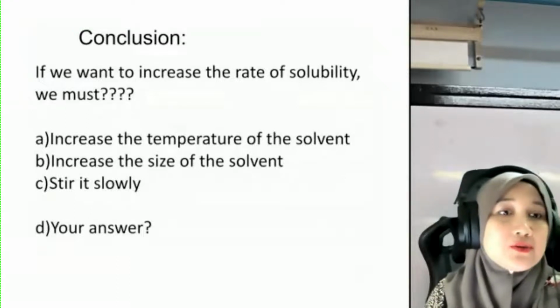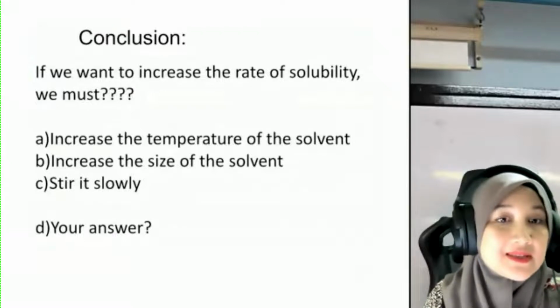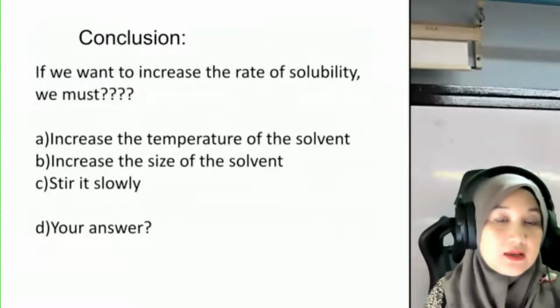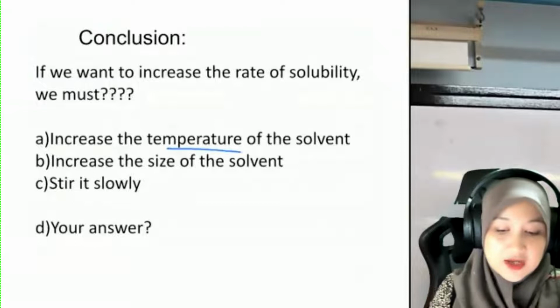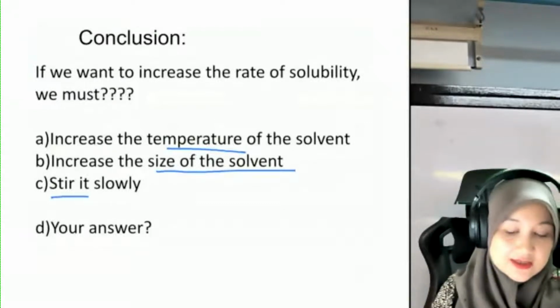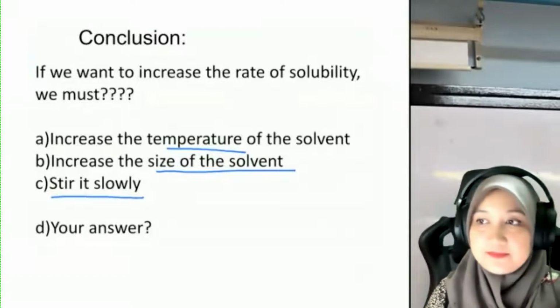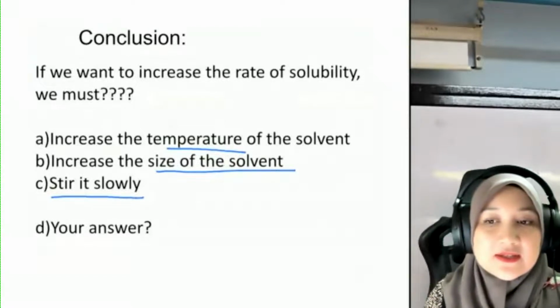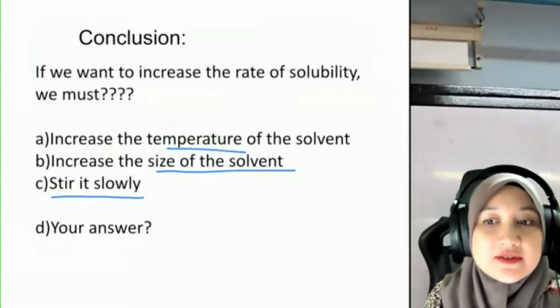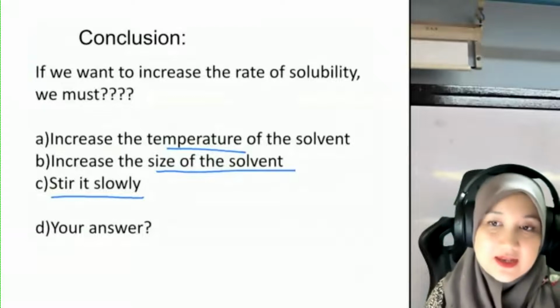What is the conclusion? If we want to increase the rate of solubility, what must we do? Increase the temperature, increase the size of the solvent, and stir it slowly. Which one? A, B, C. Which one is your answer? You can answer by unmuting yourself. The first one, teacher. The first one. Yes, very good.